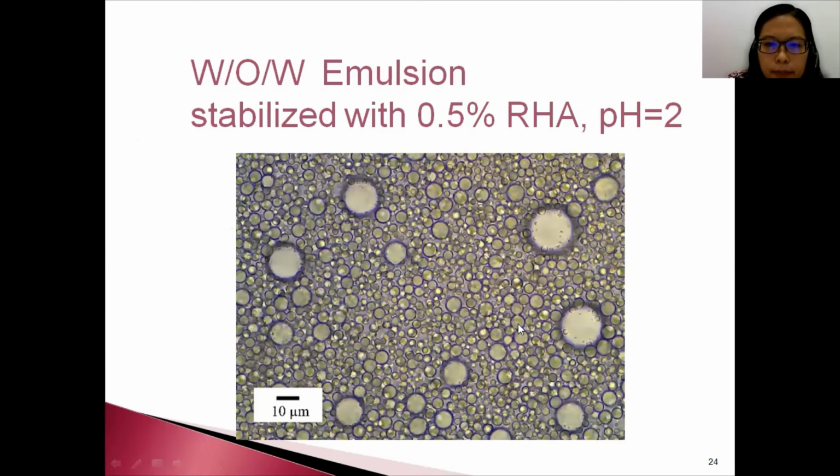So here is the microscopic image of the emulsion prepared at pH 2. You can see some droplets which still contain the inner droplet, but most of them have no inner droplet. Possibly the inner droplets are diffusing out to the outer aqueous phase because of the difference in the salt concentration gradient.